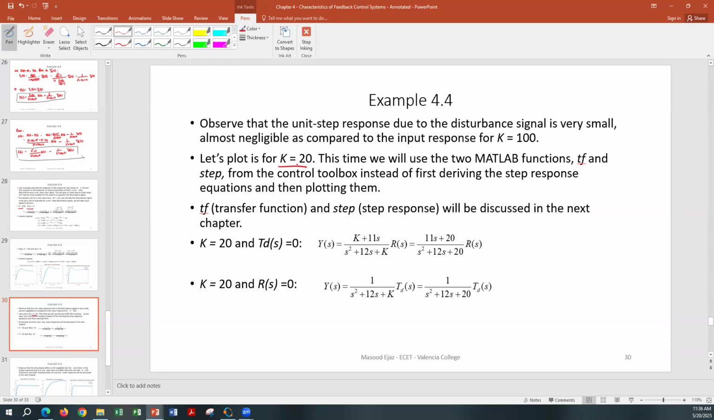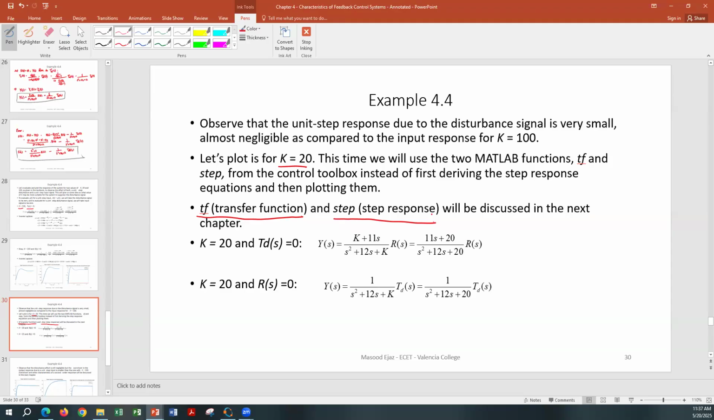K is equal to 20, Td(s) is equal to 0. This will be the expression. K is equal to 20, Rs is equal to 0. This will be the expression. And then, instead of going through the whole thing, I used two built-in functions in MATLAB: tf, which is the transfer function, and step, that plots the step response. It does not give you the equation, of course, but you can plot the step response directly from your transfer function using the step command.